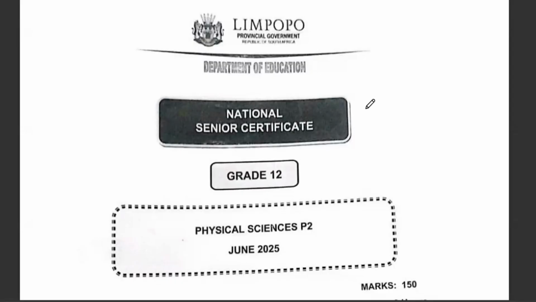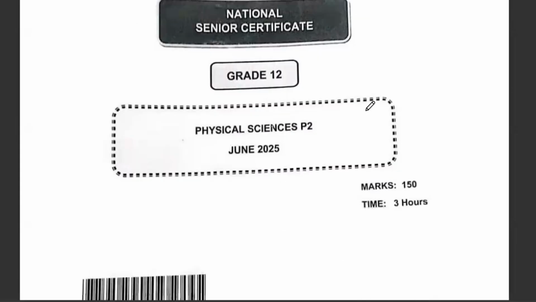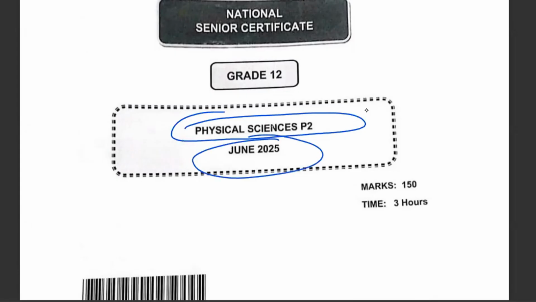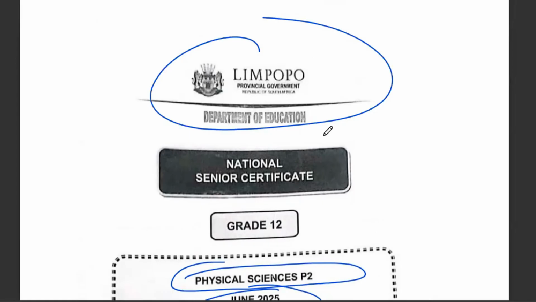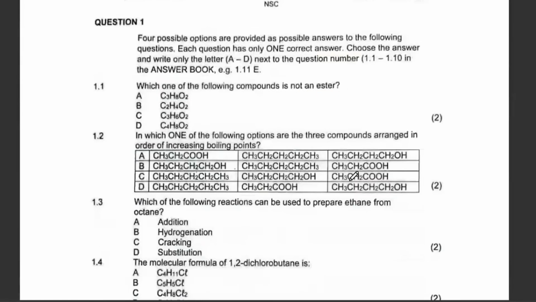Today we're going to be talking about the memorandum for physical science. That is paper 2, June 2025. This paper is from Limpopo province. So let's look at some of the questions which they asked, and then we try to see the memorandum or how it was supposed to be done.